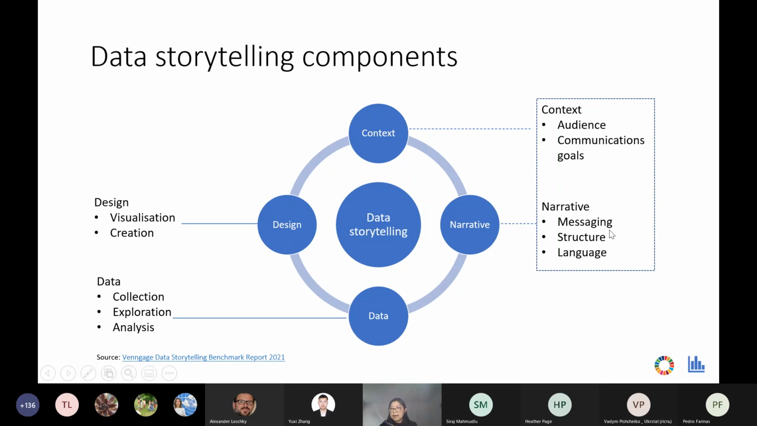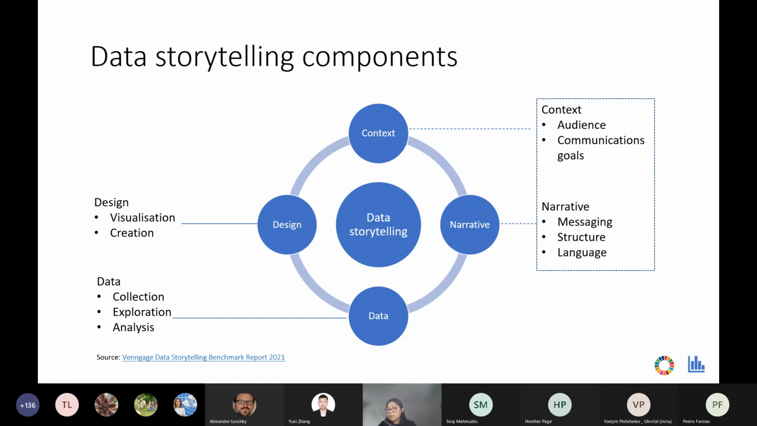But on the other side, we have two components that are less visible, yet very, very important. The first one is the context, which contains information about our audience and also about the communication goals that we set for our data stories or data communications. And another thing is narrative.